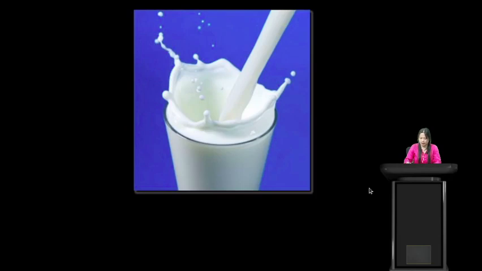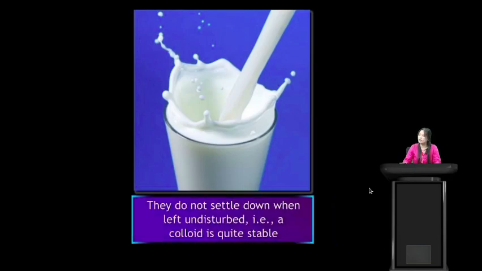Alright students, so we have here milk. Another property of colloid is they do not settle down when left undisturbed. That is, colloid is quite stable. The milk, even if we leave it undisturbed for some time, will not settle. The milk particles will not settle down at the bottom, but will remain as they are. So they do not settle when left undisturbed. A colloid is quite stable.